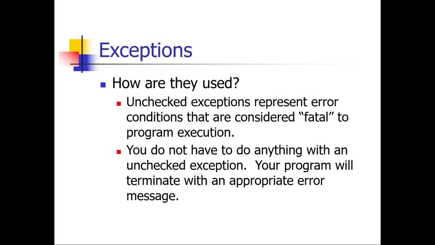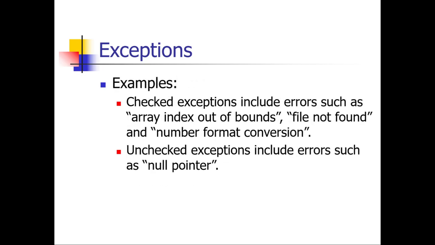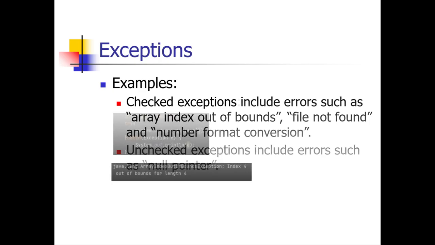How are they used? Unchecked exceptions represent error conditions that are considered fatal to program execution. You do not have to do anything with an unchecked exception. Your program will terminate with an appropriate error message. Checked exceptions include errors such as array index out of bounds, file not found, and number format conversion. Unchecked exceptions include errors such as null pointer.